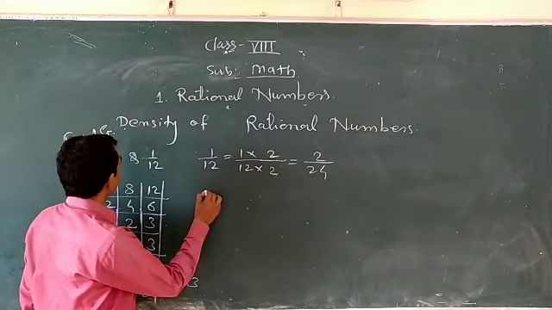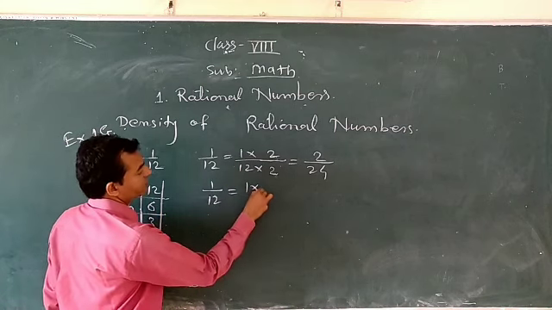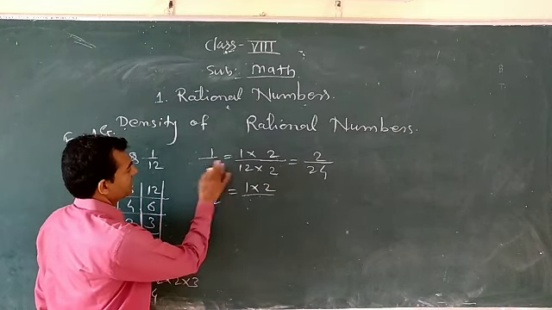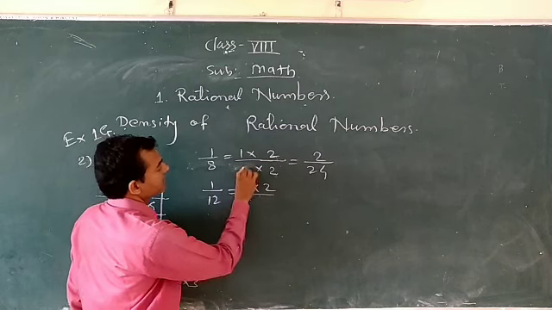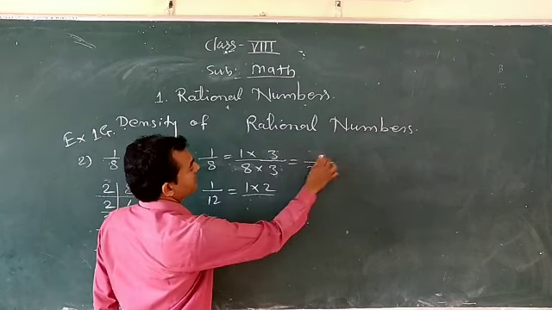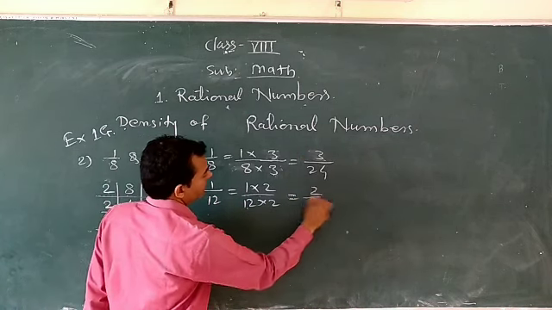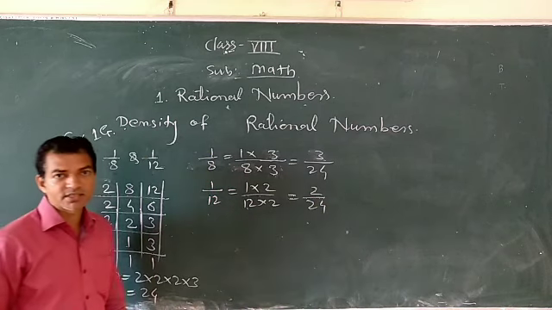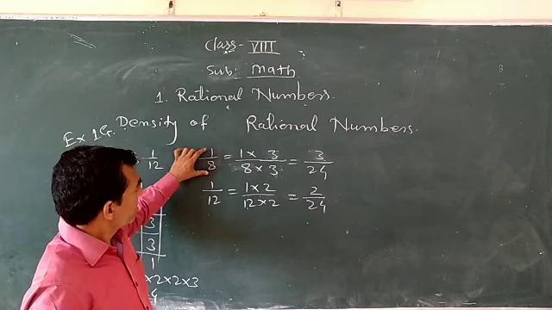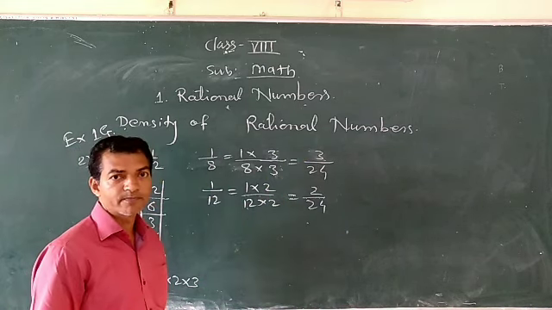The second one is 1 by 12. Okay, so this will be equal to 1 into 2, and here 8 is here. Okay, 8 3s are 24 and here 3 1s are 3, like this. So 12 into 2 by 24. So these two numbers are there. Now see here, 1 by 8 means 3 by 24 and 1 by 12 means 2 by 24.